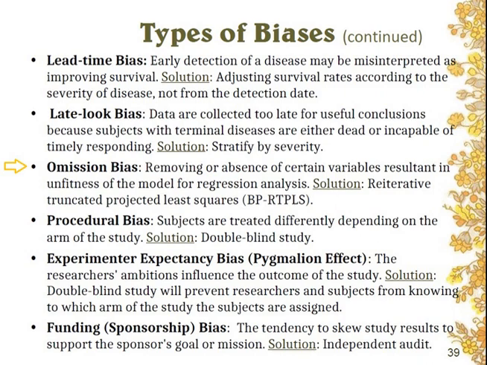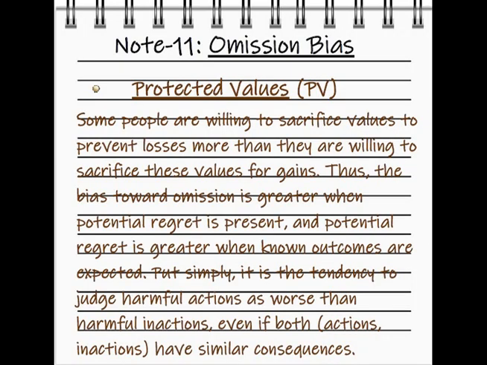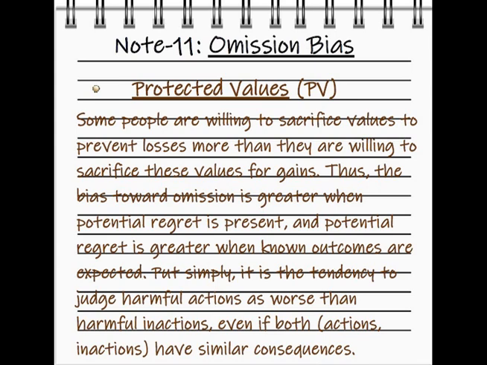Omission bias is when removing or absence of certain variables results in unfitness of the model for regression analysis. This concept is related to the understanding of protected values, PV, that study participants think should not be traded off. Some people are willing to sacrifice values to prevent losses more than they are willing to sacrifice these values for gains. Thus, the bias toward omission is greater when potential regret is present, and potential regret is greater when knowledge of outcomes is expected. Put simply, it is the tendency to judge harmful actions as worse than harmful inactions, even if both actions and inactions have similar consequences.